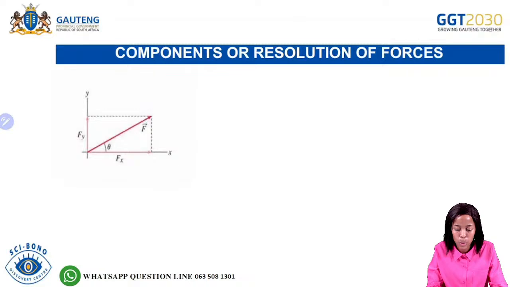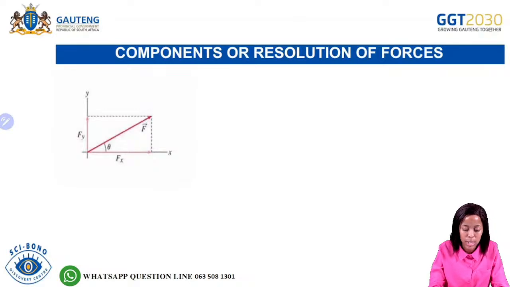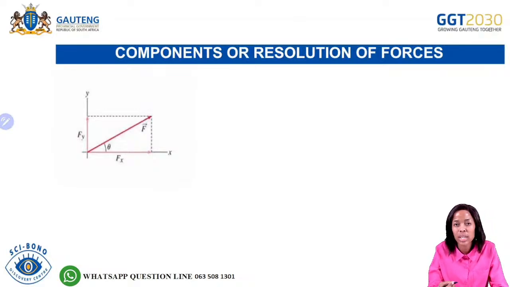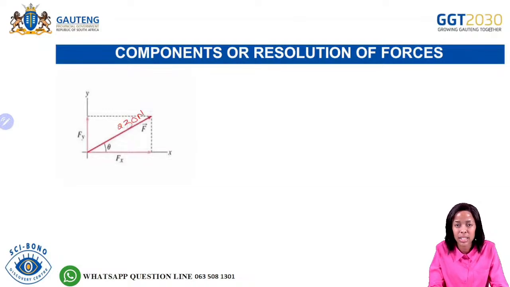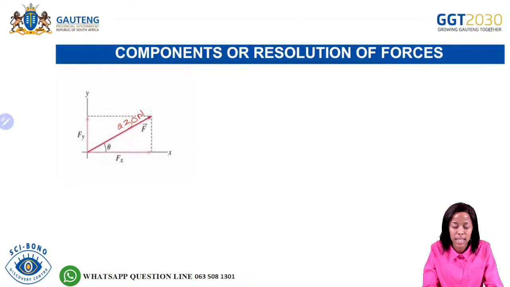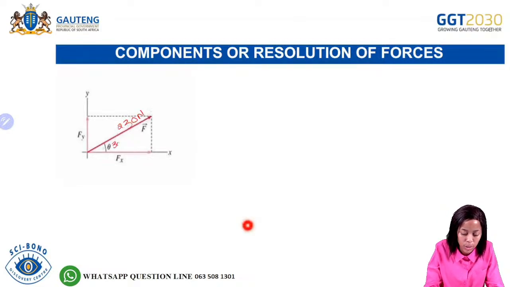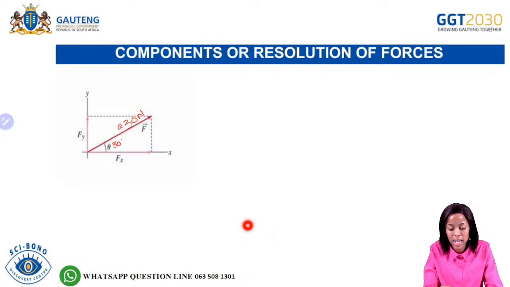Okay, so components or resolution of forces. Here, they would normally ask you to calculate the horizontal component or the vertical component. So let's say, for example, you are given a force of maybe 230 Newton, and as an example, let's say you are given an angle of 30 degrees, and you are asked to calculate the horizontal or the vertical component.